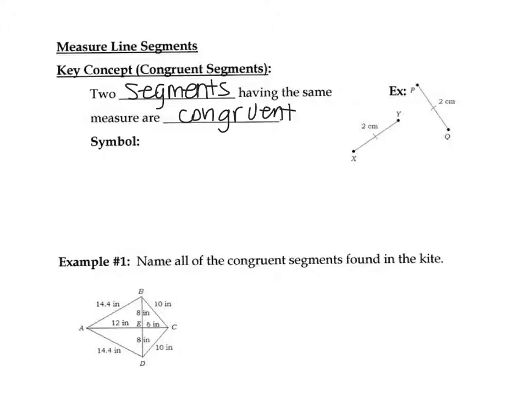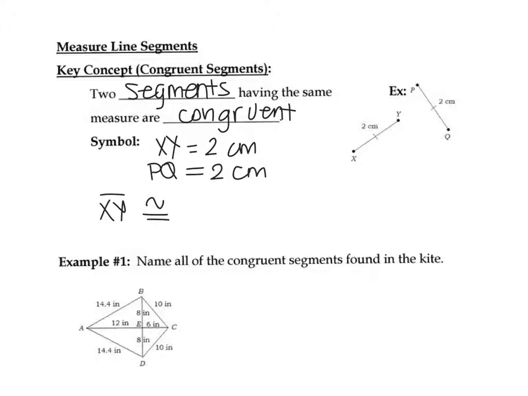So if I look at my example here, we have that XY equals 2 centimeters, and we have PQ equals 2 centimeters. So because they both have the same length of 2 centimeters, I can say that segment XY is congruent to segment PQ. And this symbol right here represents congruent.